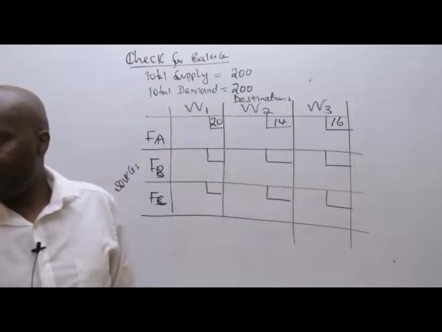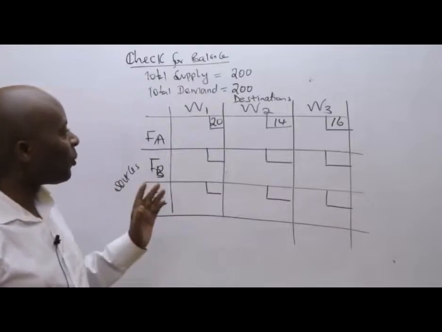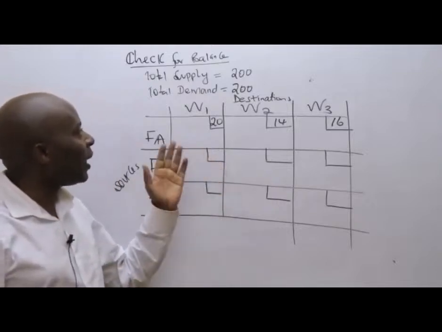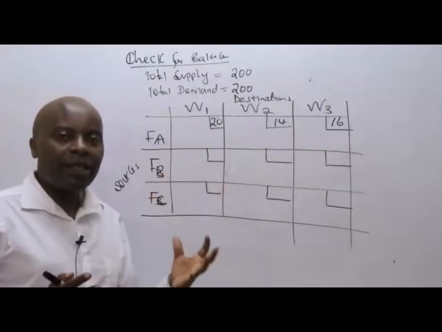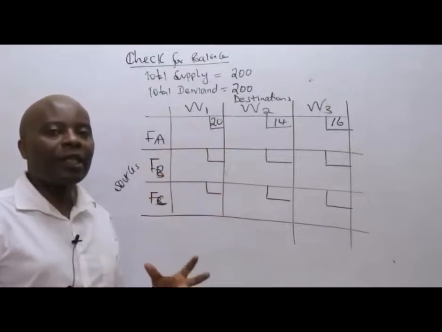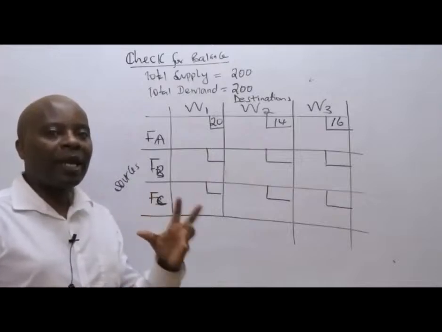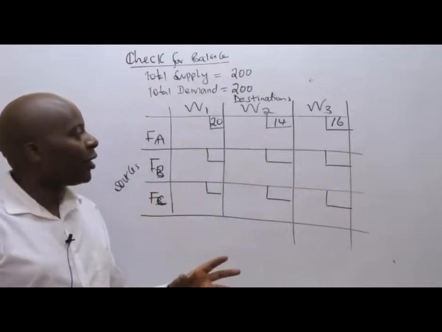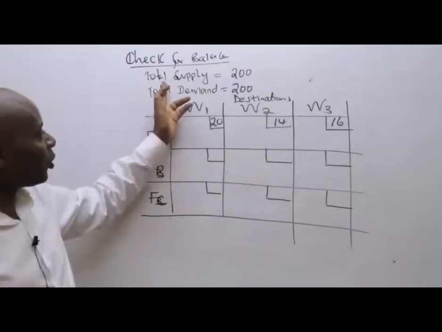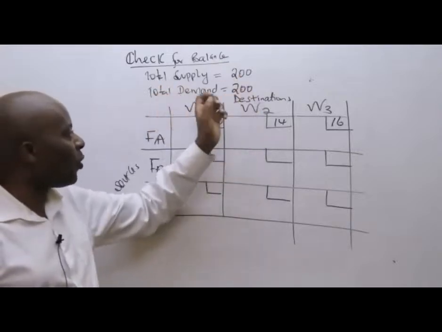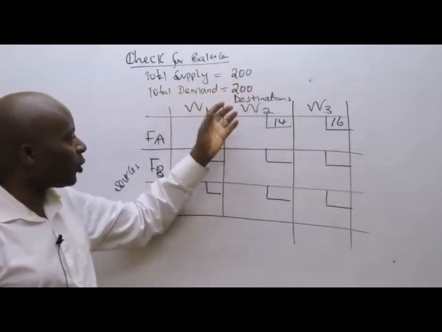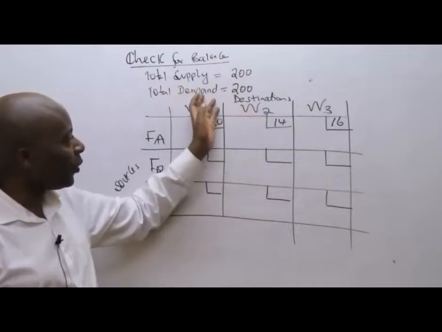So remember, it's a transportation question. In a transportation question, you're supposed to always start by checking for balance. Is our table balanced? We can only say that our table is balanced if supply equals demand. In this particular case, our total supply from our factories is 200, and our total demand from our warehouses is 200.